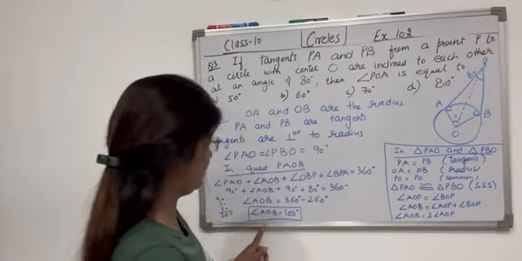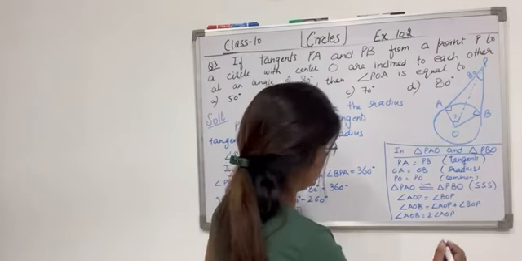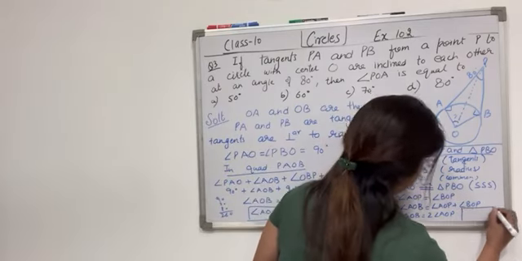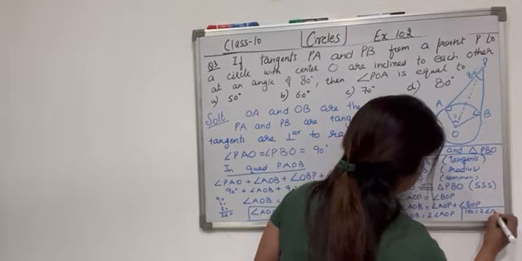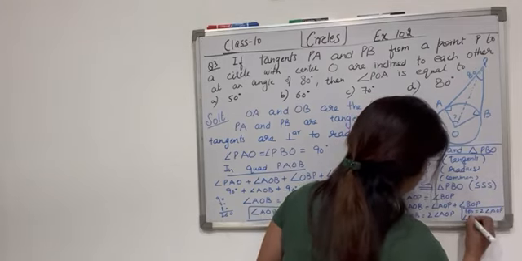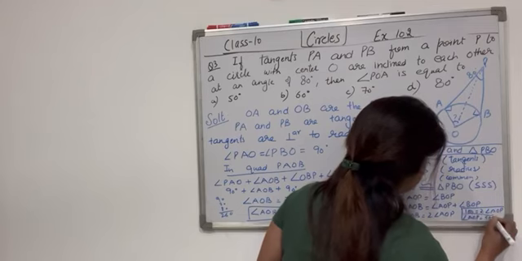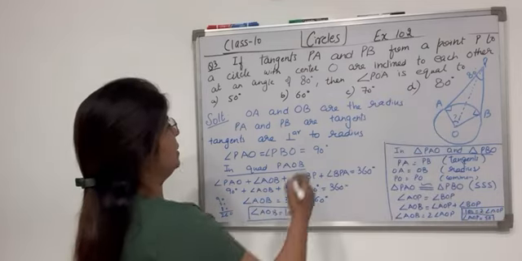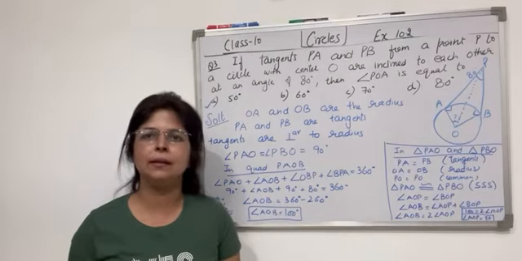AOB is how much? We have calculated 100. So AOP will be how much? 100 divided by 2. So I'm doing it here: 100 is equal to 2 times angle AOP. So angle AOP will be 100 divided by 2, that is 50 degrees. So our correct option is A, that is 50 degrees. Thank you.